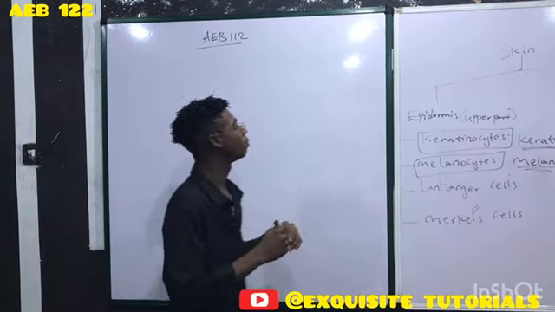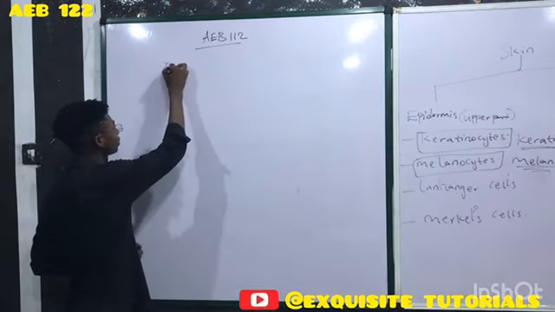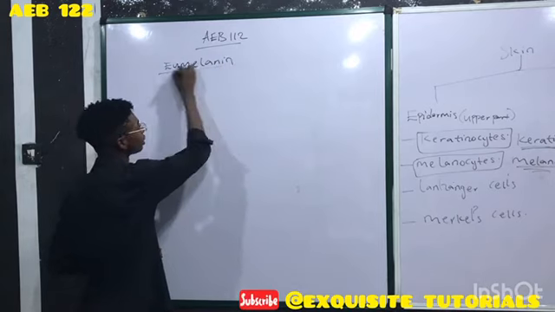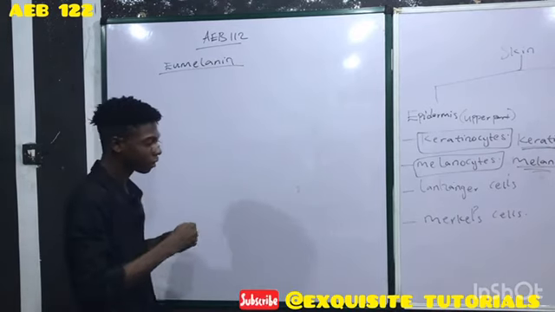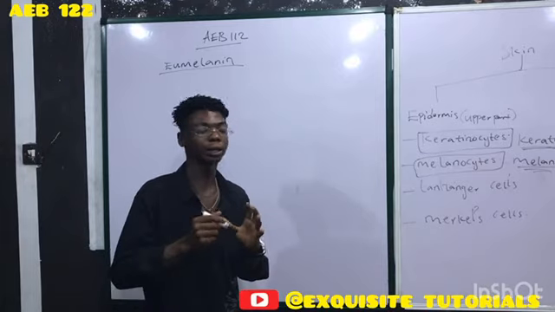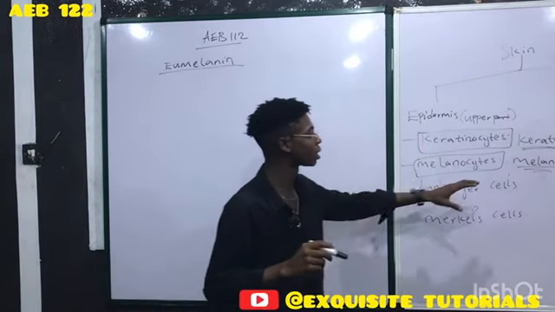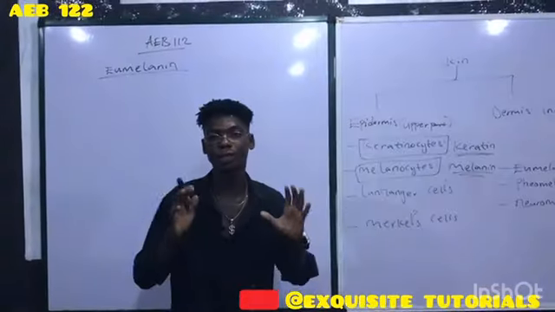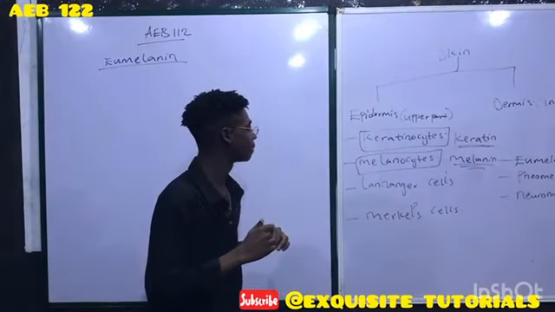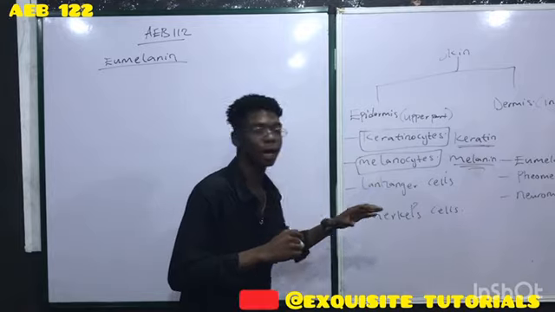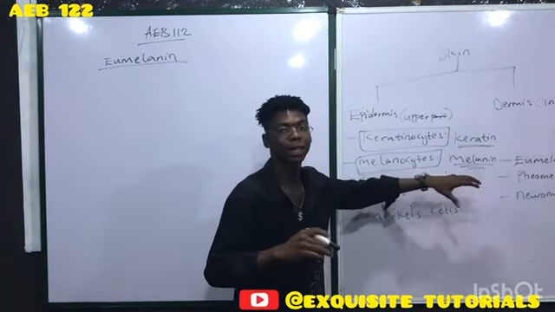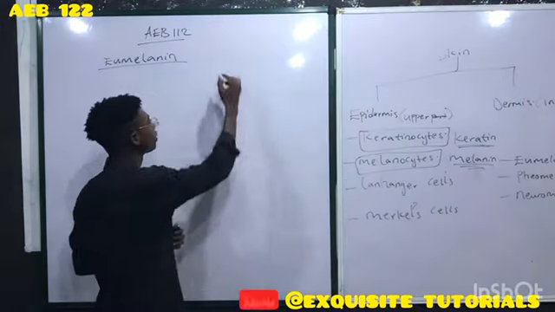Okay, and we were at eumelanin. Now eumelanin is a kind of melanin. First of all, melanin is the pigment responsible for the coloration of the skin. Let me explain how the skin is being colored. Firstly, melanocytes produce melanin in packets known as melanosomes.